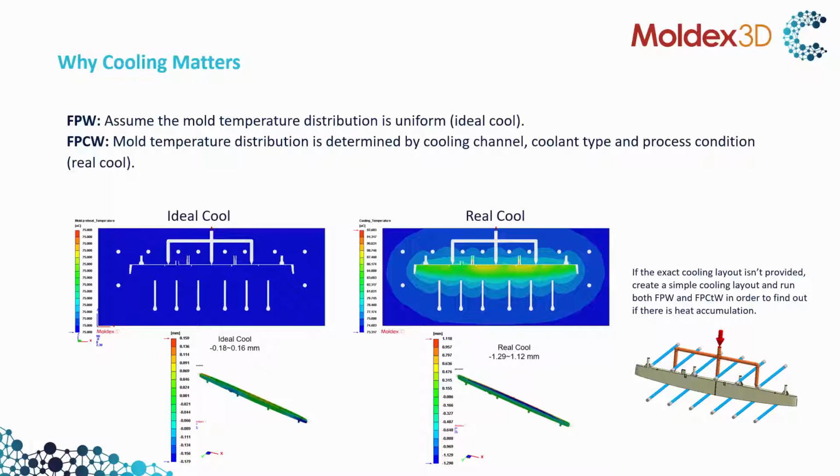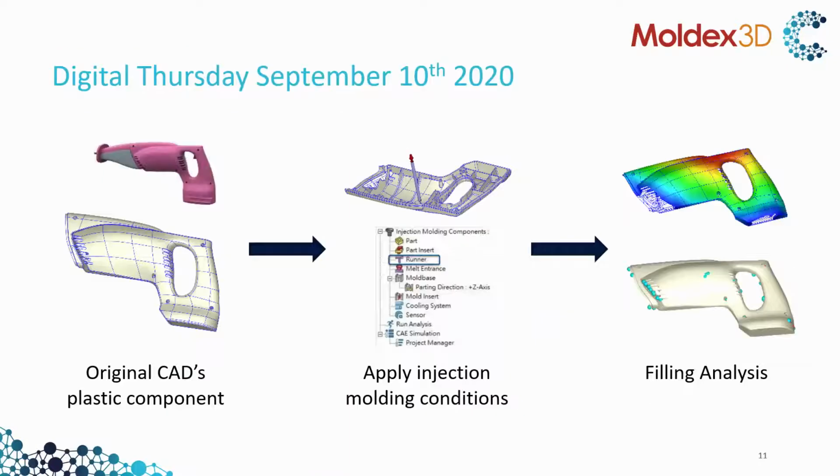It is therefore advised when looking at warpage to always include a simple cooling layout in order to get a more accurate temperature distribution in the mold compared to when you're using one uniform temperature. So in this case we will be performing a FPCW analysis, or flow, pack, cool, warp. But we will see this in practice in just a minute.